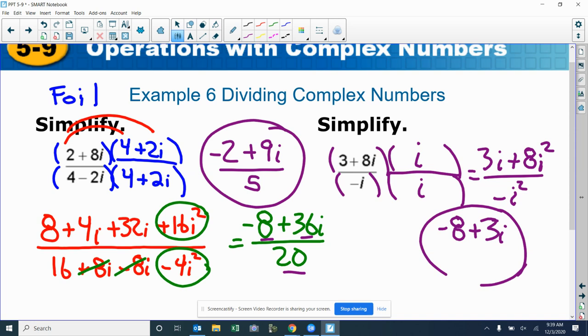-8 plus 3i. So in fact, division is really what? Multiplication, isn't it? And what are we multiplying by every time? The complex conjugate. And we got those down. It's just kind of like the opposite of what we were looking at. How are we feeling? Okay?